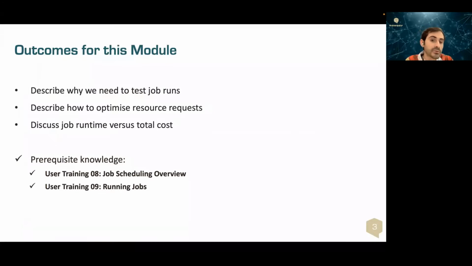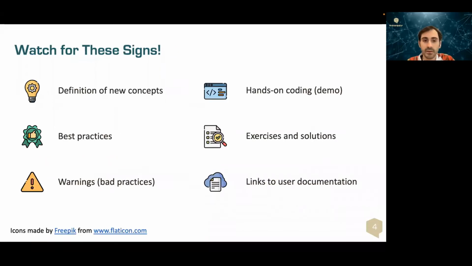So why do we need to test job runs? How to optimize the resource requests for the scheduler, and how to use information on total job runtime and total job cost in terms of counting. We're using in this module knowledge and terms that we covered in previous modules, in particular training 8 and training 9 on the job scheduler and running jobs.